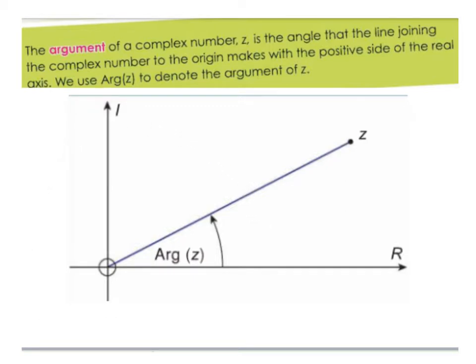So for example, if z, our complex number, lies on the negative part of the real axis, let's say it was here, then the angle would be 180 degrees, because this would be a straight line. If it was somewhere here on the positive part of the imaginary axis, then the angle would be 90 degrees. This is a 90-degree angle, and so on.